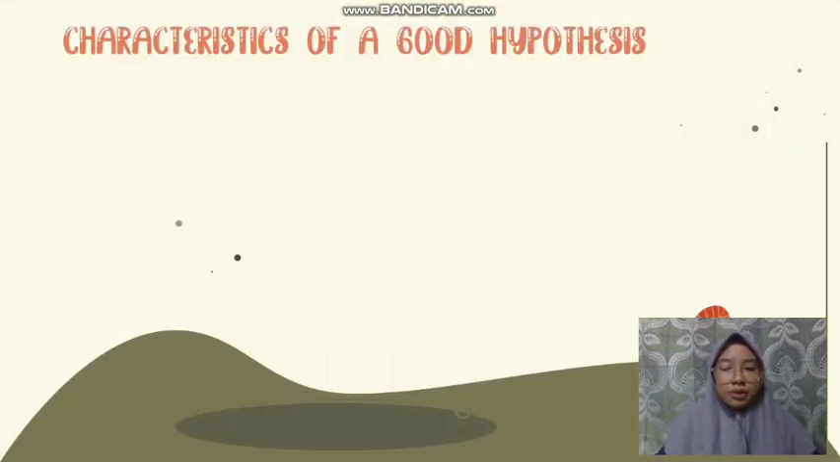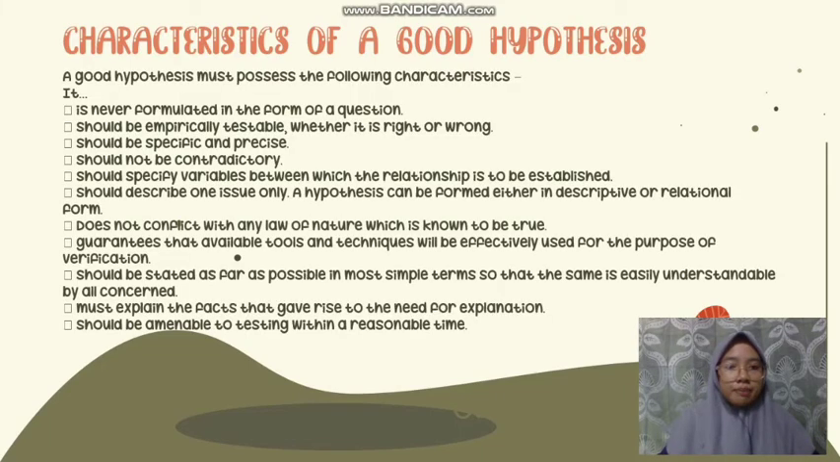Characteristics of a good hypothesis. A good hypothesis must possess the following characteristics. It's never formulated in the form of a question. It should be empirically testable, whether it is right or wrong. It should be specific and precise. It should not be contradictory. It should specify variables between which the relationship is to be established. It should describe one issue only.